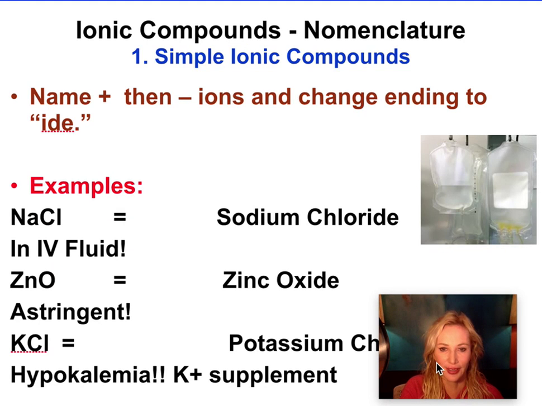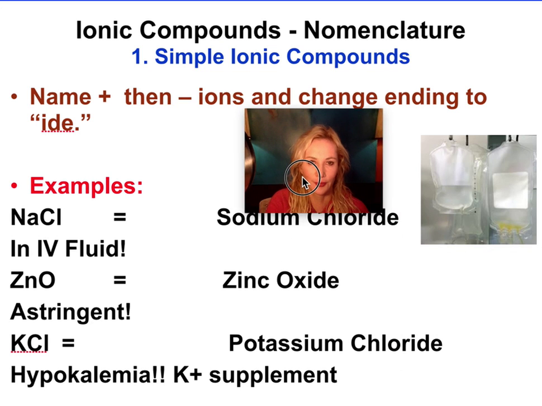So let's look at some nomenclature, simple ionic compounds. You name the positive, and it's just named like it would be on the periodic table. And then you change the ending to IDE if it's with a nonmetal from the periodic table. So sodium chloride, it's an IV fluid. IV fluid is 0.9% sodium chloride. It's also table salt. Zinc oxide is a common astringent in healthcare.